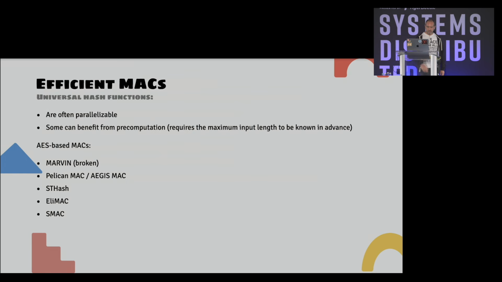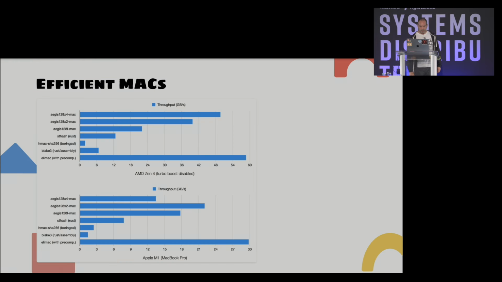However, there are other constructions that are pretty efficient, especially because they are based on AES, and all modern CPUs on server, desktop, mobile support AES acceleration. OK, so some of them include Pelican MAC by the designers of AES themselves, Aegis MAC, which is being standardized, STH, which is derived from something used on Android, and Eli MAC. So let's see some benchmarks. So this is supporting arbitrary inputs of any length. And that's pretty fast.